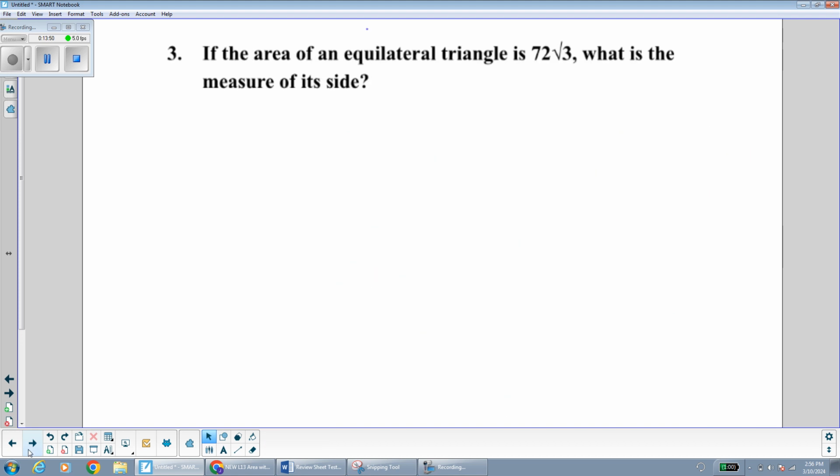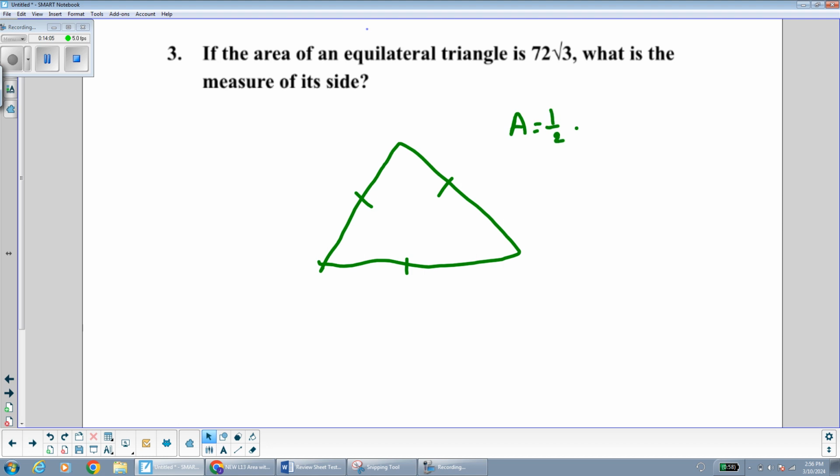One more over here. Actually, I think I have two more for this video on area of a triangle at trig. So we have an equilateral triangle, and the area is 72 radical 3. So I'm going to write my formula. Area equals 1/2 AB sine of angle C. The area is 72 radical 3, and we're finding the measurement of its side.